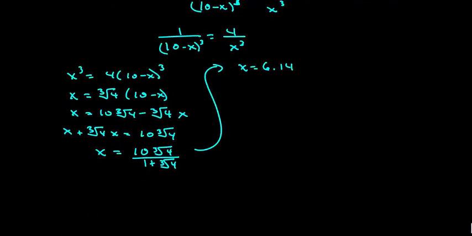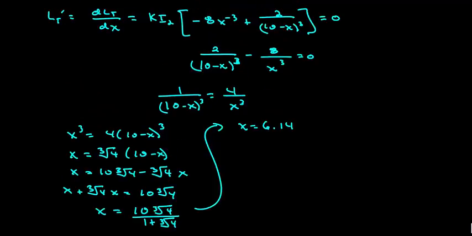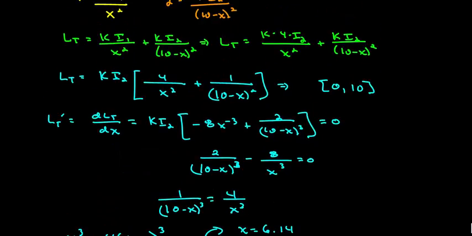Now that's probably the solution. But we should really check to see exactly what's going on there. So what we can do is take this 6.14 and plug it back in to here. Well, this is just a number, so let's see. We want the biggest number we can out of here. So that'll be 4 divided by 6.14 squared plus 1 divided by the quantity of 10 minus 6.14 squared.